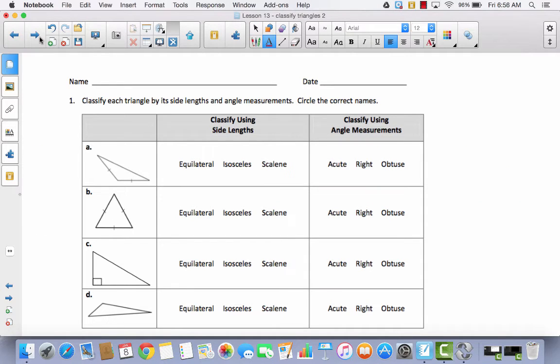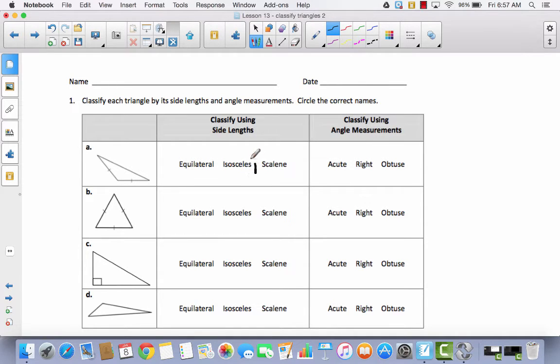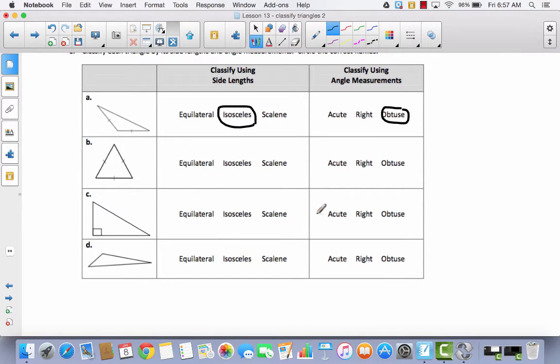Right, so it says classify each triangle based by its sides, lengths, and angle measurements. Circle the correct names. Now these little tick marks right here tell you that those two sides are equal. So if you just look at the sides, it has two equal sides. And if you remember, if a triangle has two equal sides, we call it isosceles. So go ahead and circle isosceles. Now if you look at the angles, it has two acute, but it has one obtuse. So we're going to call it obtuse.